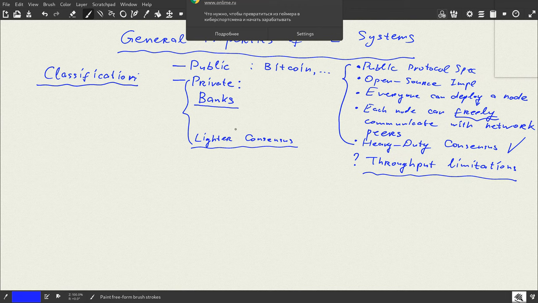Indeed, there would be not proof of work, but other types of consensus, typically of some kind of a BFT type. BFT is Byzantine. Why Byzantine? We'll see. Fault tolerance. You remember the Byzantine Empire? Those consensus algorithms are named after the Byzantine Empire. Why? I will explain.